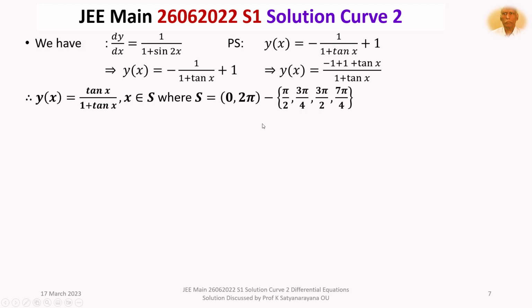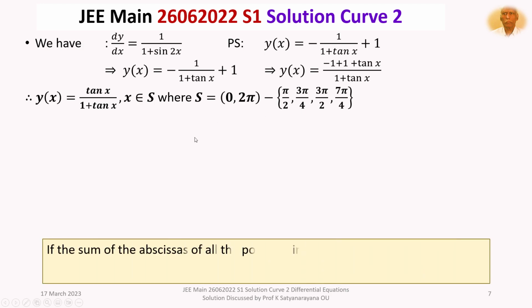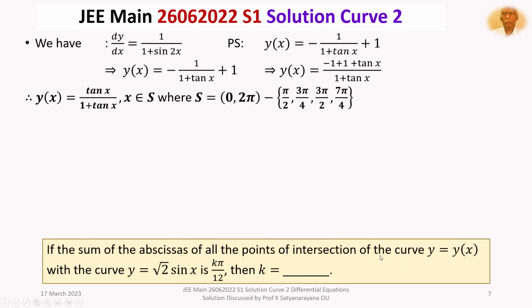Agreed. Now, what is to be done? You take your curve y is equal to y of x and the given curve y is equal to root 2 sin x, and find the points of intersection. In those points of intersection, take the x coordinates, that is abscissas, and sum them up. Then you will get the sum of abscissas of the points of intersection, and that is given to be k pi by 12. Equate it, then solve for k, you will get your answer.